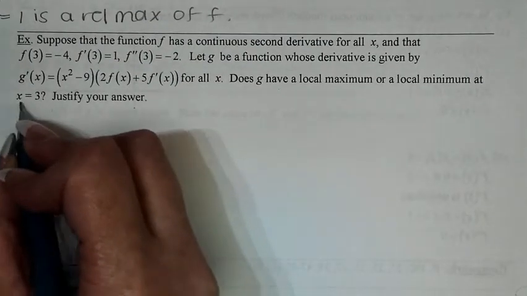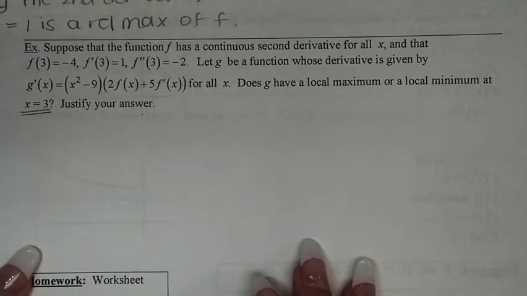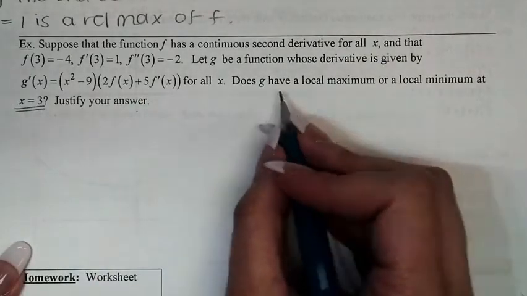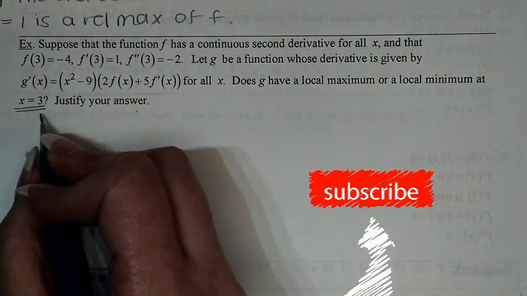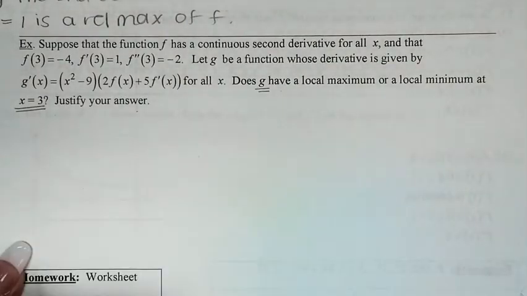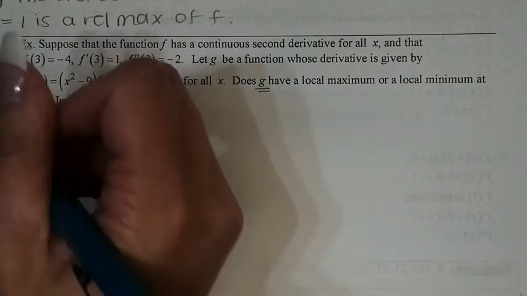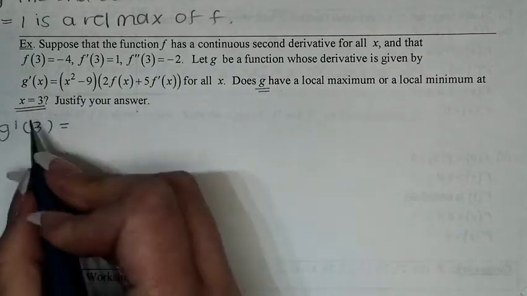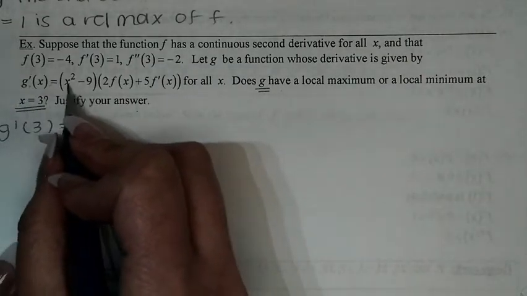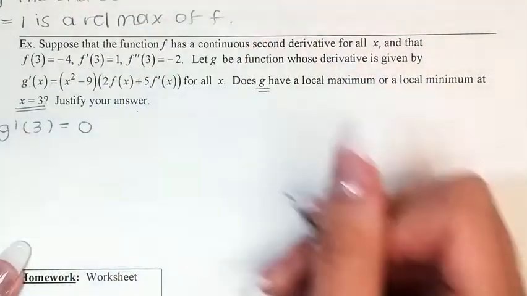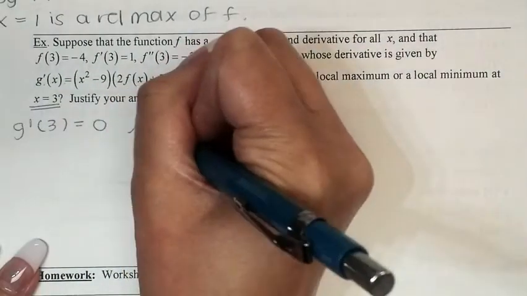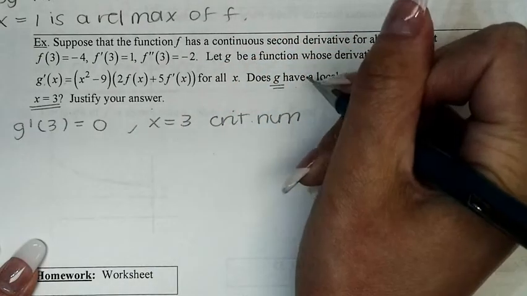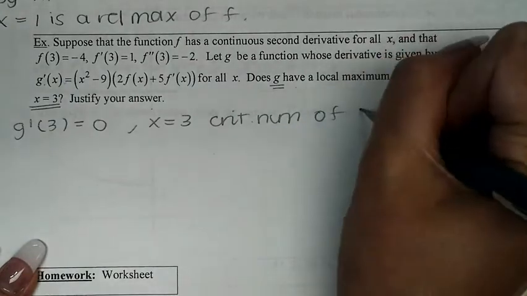So they are asking about this famous 3. What's the deal with that 3? First and foremost, you need to make sure that this is a critical number of g, because they are asking you about g, and that's something you need to realize. I need to make sure that g prime of 3 is equal to 0 or undefined. I have g prime, so I can plug in the 3. Immediately, boom, this is 0. So I'm very happy because I can conclude that x equals 3 is actually a critical number of g, so I'm on the right track.